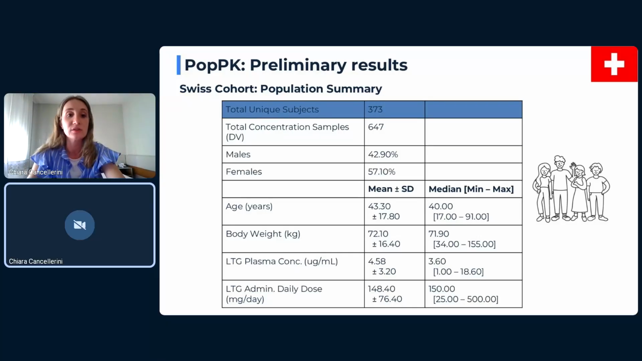The population in this case had a mean age of 43 years and a body weight of 62 kilos. I just tell you this because it's really important when we go to see the Italian dataset. And so with this, we could start building the model. These are preliminary results, because I'm still working on this model.